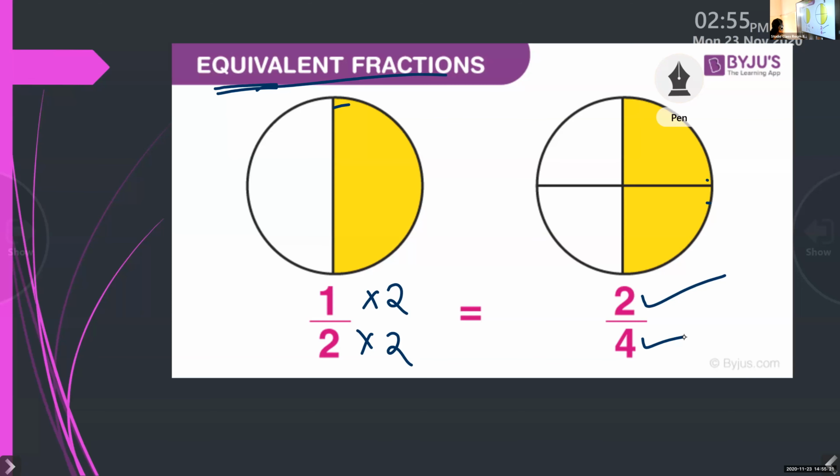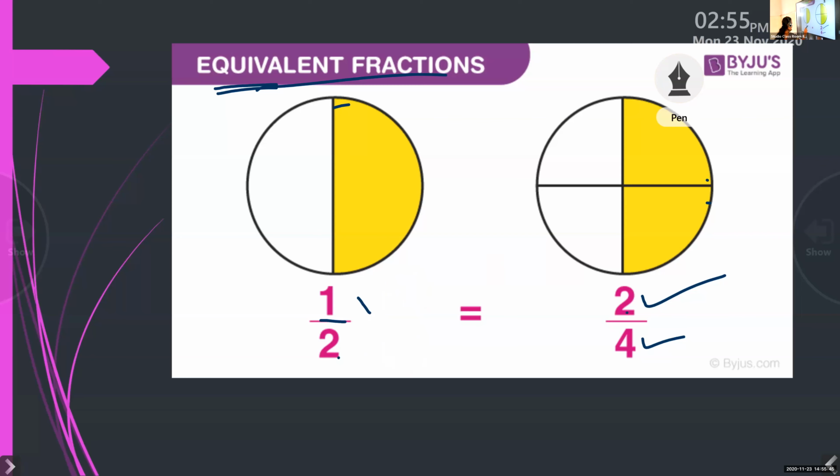So how can we make equivalent fractions? By multiplying both numerator and denominator by the same number. Which number here, Tanvi, are we multiplying by? 2. So when you multiply 1 into 2, you get 2. 2 into 2, you get 4. So 1 by 2 and 2 by 4 are equivalent.